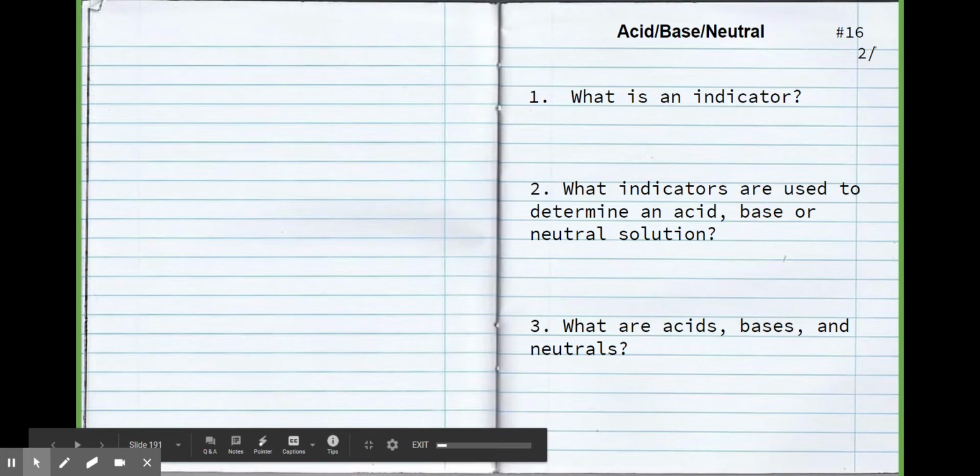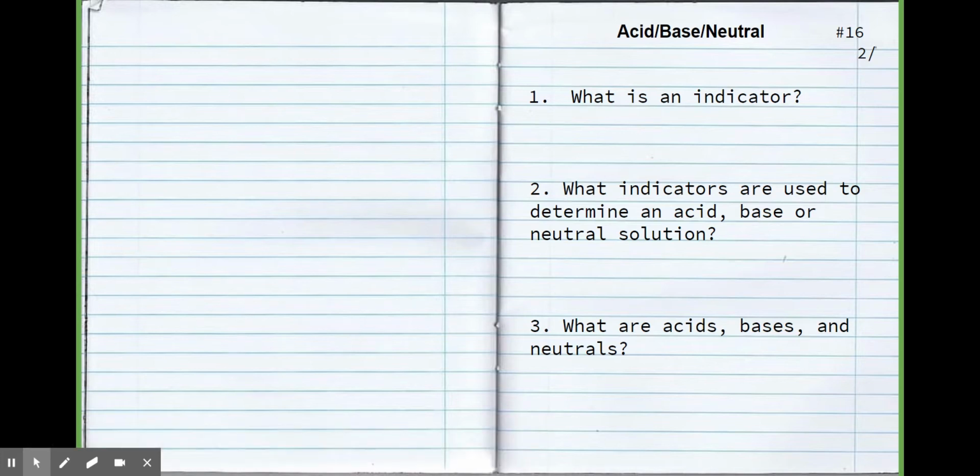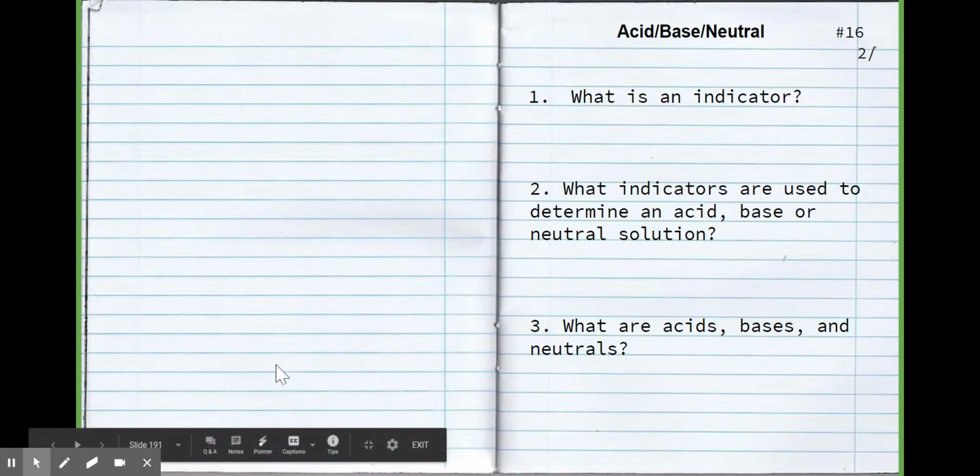All right, we just finished talking about what indicators are and the ones that we would use in part one. Part two of our notes, we're starting with question number 3: what is an acid, a base, and a neutral? What are these? Now that we know what an indicator is, we know which ones we're going to use to figure it out. What exactly are these?